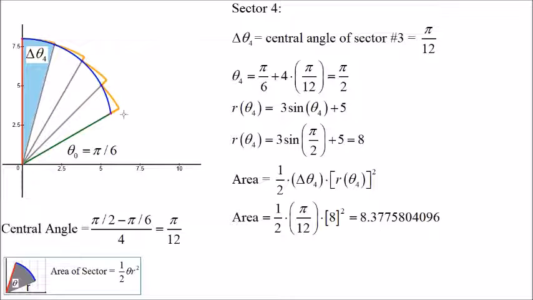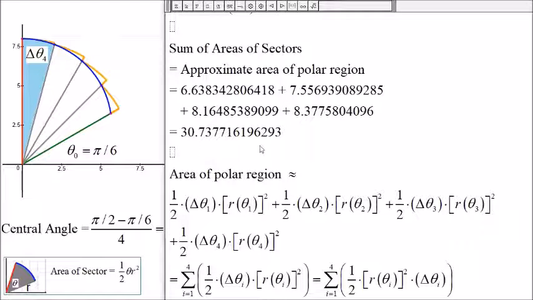And so now that we have found the area of each sector, we add them up. If we add the areas of the sectors up, that will give us an approximate area for the polar region. So here we add them up. This is the area for sector 1, this is the area of sector 2, this is the area of sector 3, and sector 4. And the sum is about 30.73. And so the area for this polar region right here is approximately 30.73.